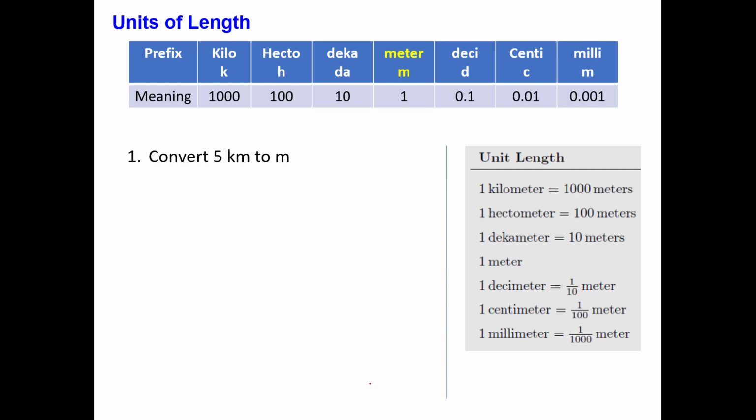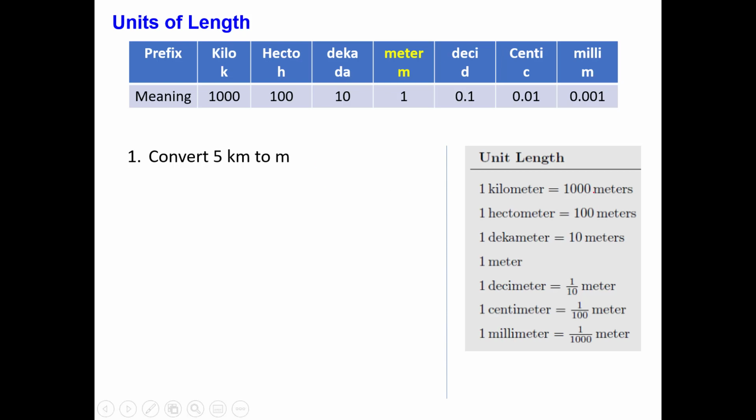This is one way. We will use the unit conversion factor, and the table we had here. Or we can use this table also to know how we can convert from one unit to another unit. One thing is, we can use this table only if we convert units of the metric system. Then let's now try to convert 5 kilometers to meters. And let's do it the way we learned before, using the unit conversion factor.